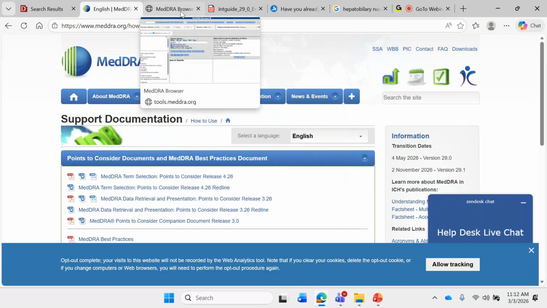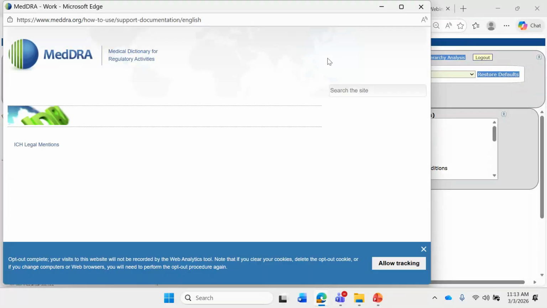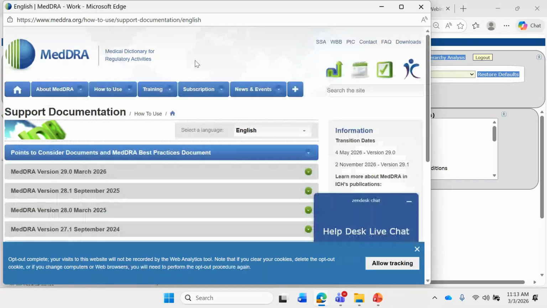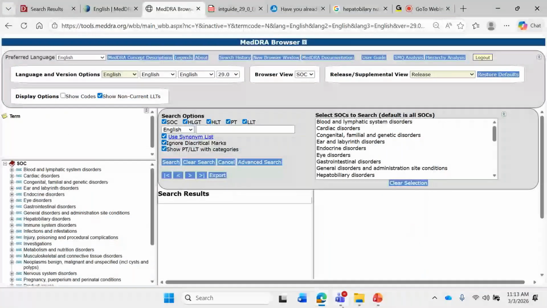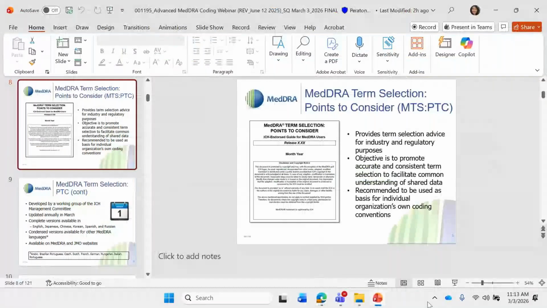Now, from the MedDRA browser, the web-based browser, when you open the browser and you log in, another way to get to the documents is you see all of these blue tabs at the top. One is dedicated solely for MedDRA documentation. When you click on that, it automatically takes you to where we were before, which is our website. Okay, so that's how you get to the PTC document.